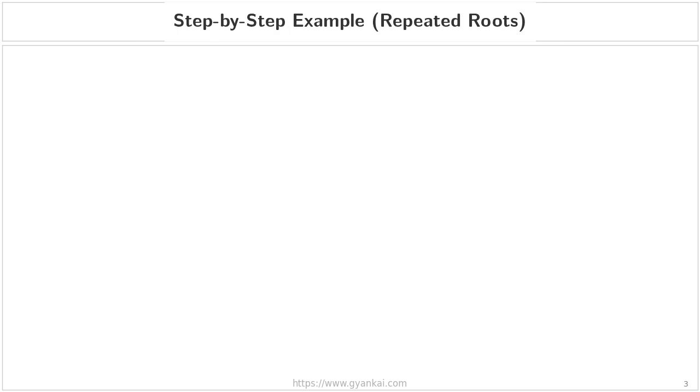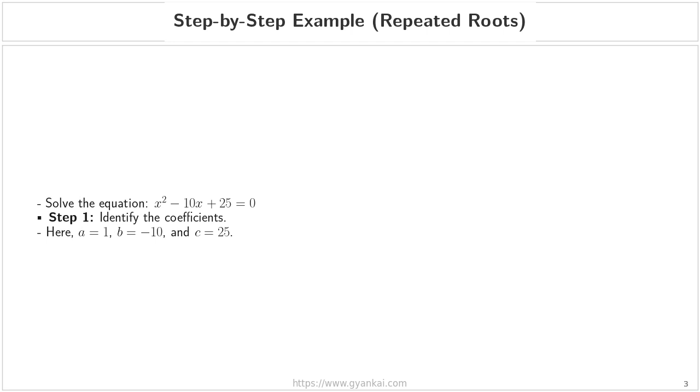Step-by-step example, repeated roots. Now that we understand the concept of perfect squares from the previous slide, let's walk through a concrete example to see how this looks in practice. We are going to solve the equation x squared minus 10x plus 25 equals 0. First, let's start with step 1, where we identify our coefficients. Looking at our equation, we can see that a equals 1, b equals negative 10, and c equals 25.